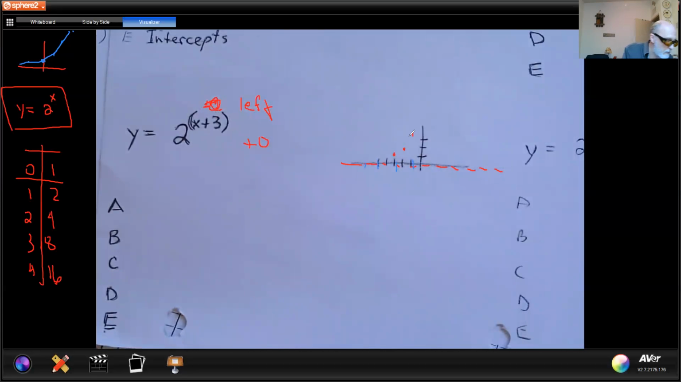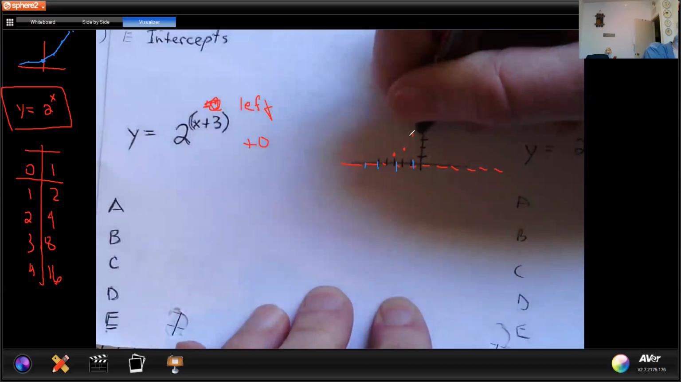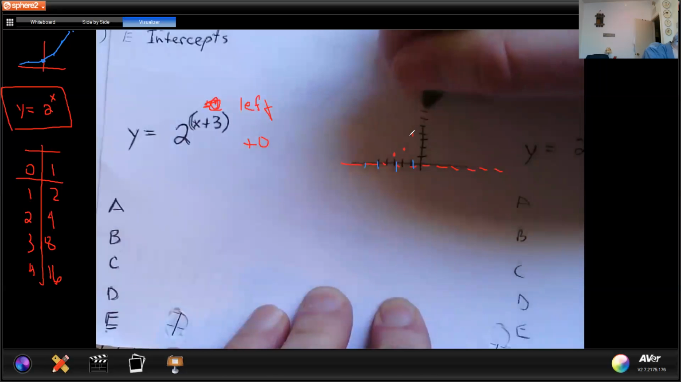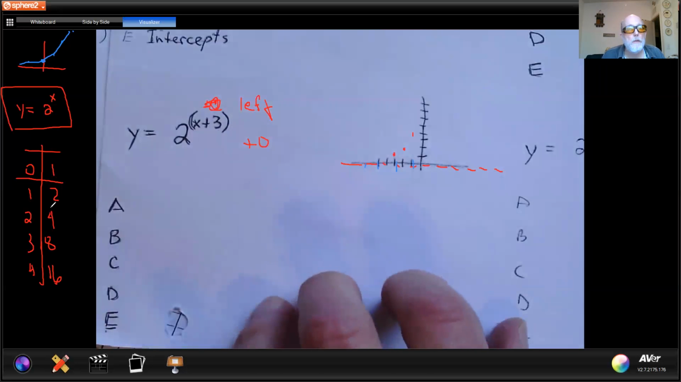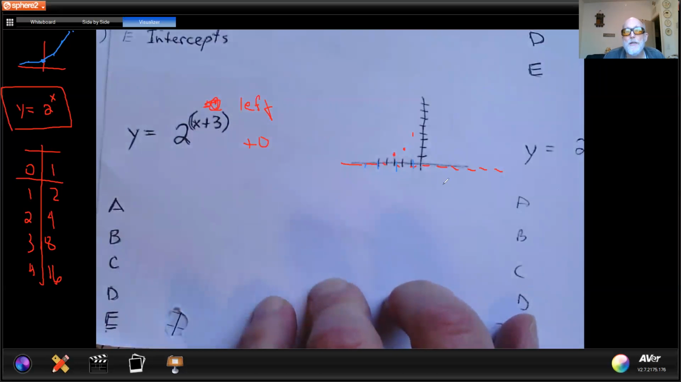Whoops, didn't put enough marks. 1, 2. There we go. And then this one's at 4. This one's at 8, right? It used to be over here, 1, 2, 3, 8. But I moved it 3 over, and so that's the intercept. And then the next one is 16, way up here. Okay? So my graph, where's my blue color? There we go. My graph looks like this.